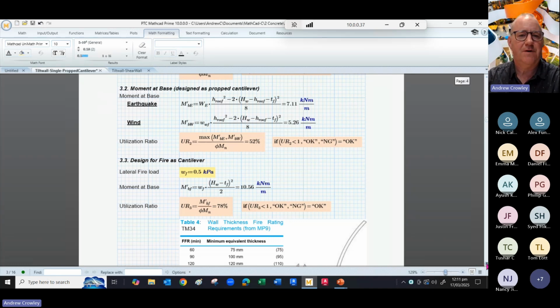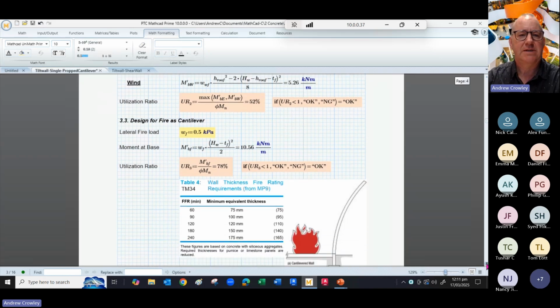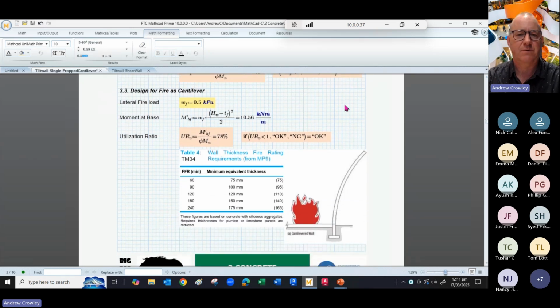Then we move on to fire. So many of these tilt slab walls are used as boundary walls. And if it's on a boundary, it may be used as a firewall. Now, practice in New Zealand is such that you don't want to fire protect the whole building if your boundary wall can stand up on its own in a fire. And to do that, it needs to act as a cantilever. So we take the lateral fire load as 0.5 and work out what the moment at the base is. So our utilization ratio is 78%.